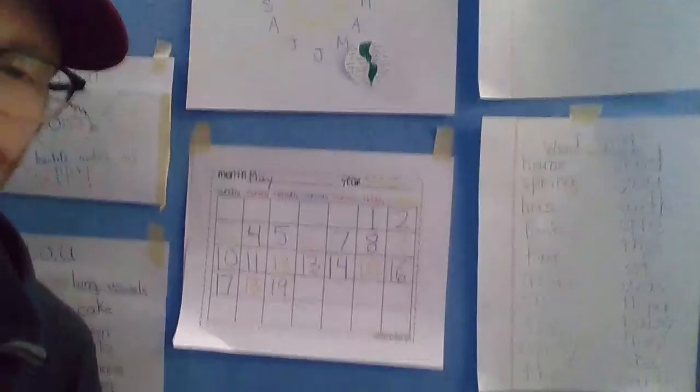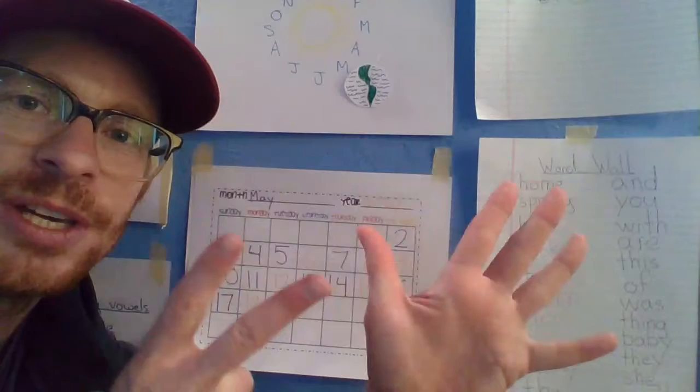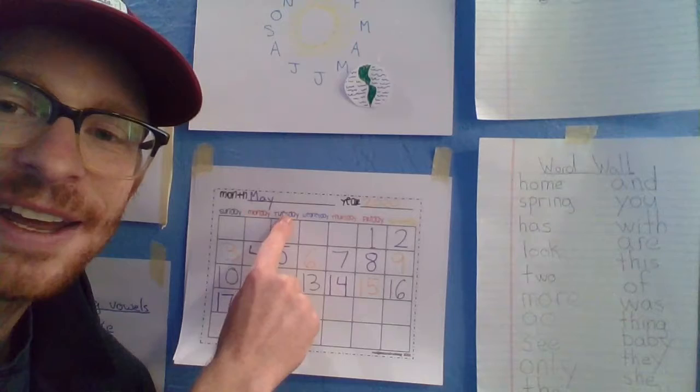All right, friends, let's sing our days of the week. So let's throw up five. No, let's throw up seven. There are 7 days in the week, you know. See if you can sing them. So Sunday, Monday, Tuesday, Wednesday, Thursday, Friday, Saturday.